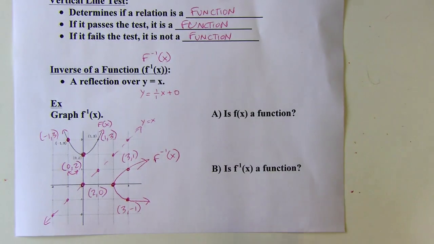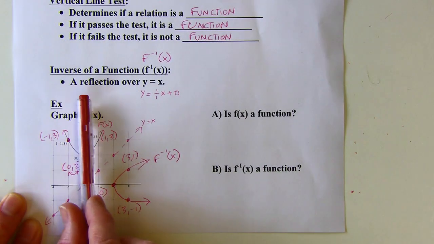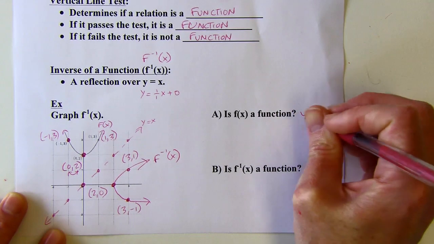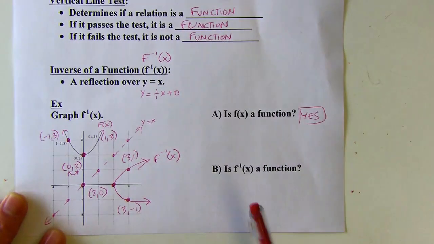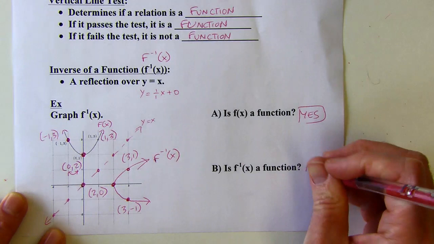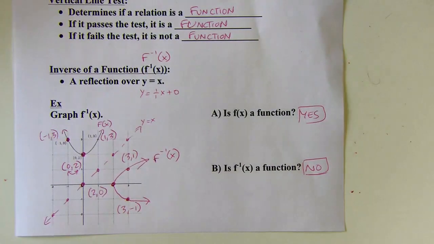Okay, then we've got two other questions here related to this graph. Now that we've got this graph, it's pretty easy to do. Is f of x a function? Well, this is going to pass the vertical line test if I'm just looking at the original parabola. So my answer is yes. Okay, is the inverse a function? Well, this would fail the vertical line test, and so that means we've got a no, that's not a function.